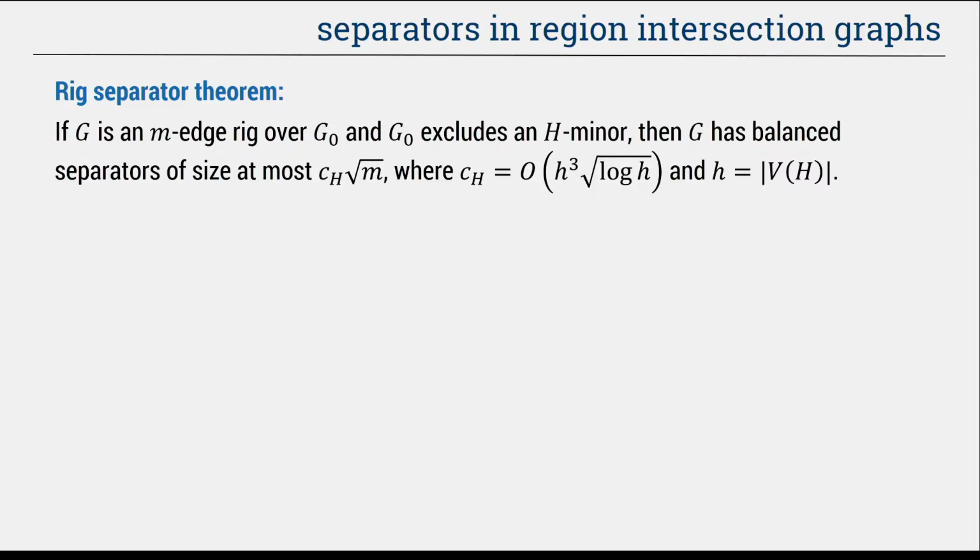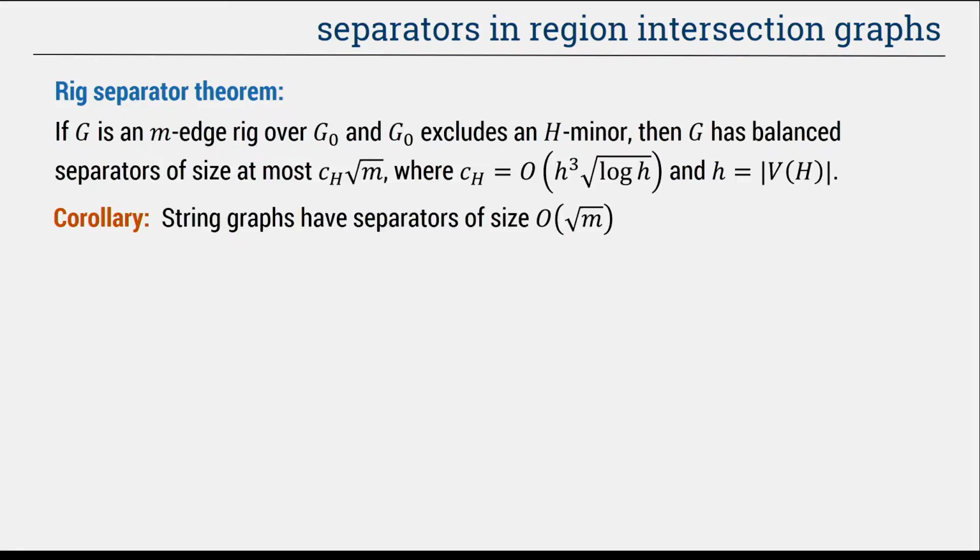Here's the main theorem: if G is an intersection graph over some base graph G naught, and it has m edges, and G naught has some nice structure, for instance, if it excludes an H minor, then G has balanced separators of size square root of m, where the constant depends on the minor that the base graph excludes. So this gives you the full Pach and Fox conjecture because planar graphs exclude a K5 minor, so that tells you that all string graphs have separators of size order root m.